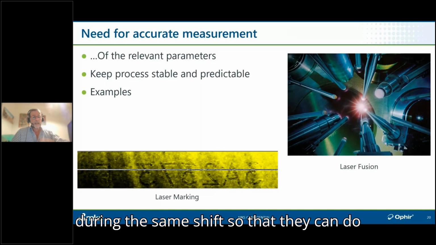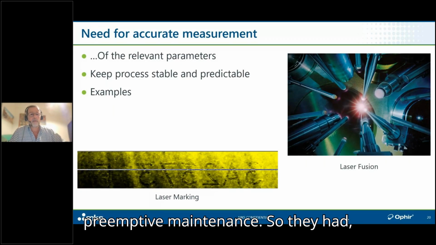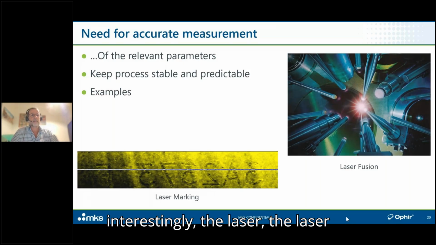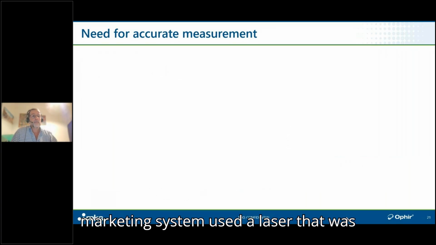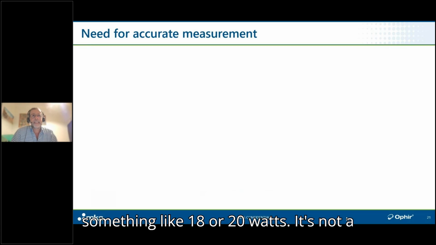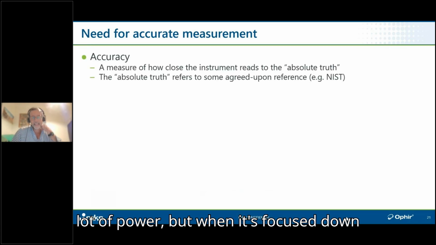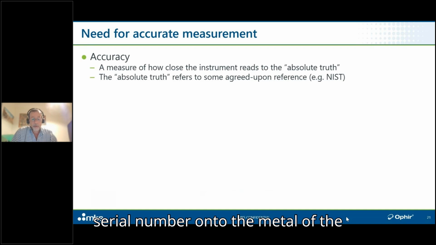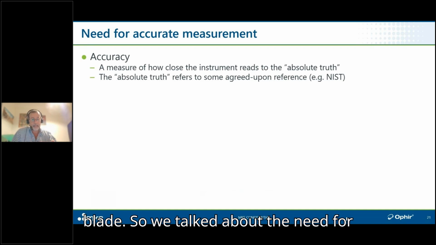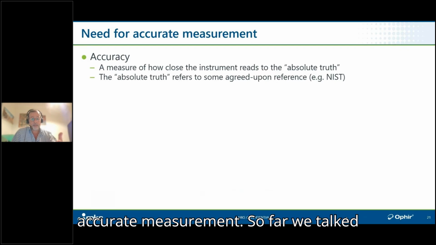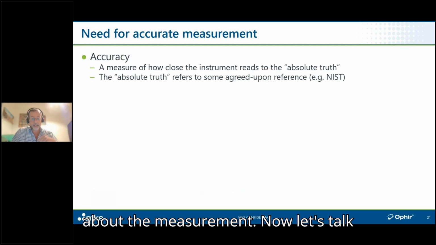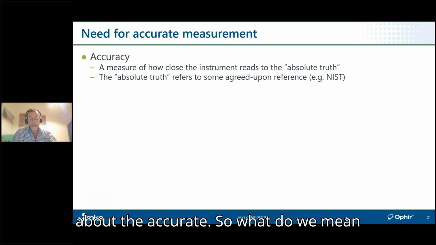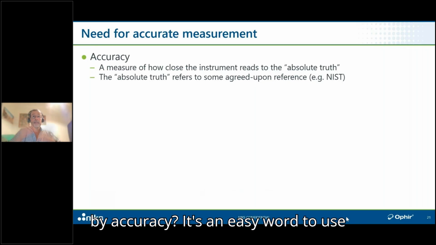So we talked about the need for accurate measurement. So far we talked about the measurement. Now let's talk about the accurate. So what do we mean by accuracy? It's an easy word to use when you say it fast, but what does it mean? It's essentially a measure of how close the reading I'm getting from this instrument, the measurement of power, let's say, is to the absolute truth.